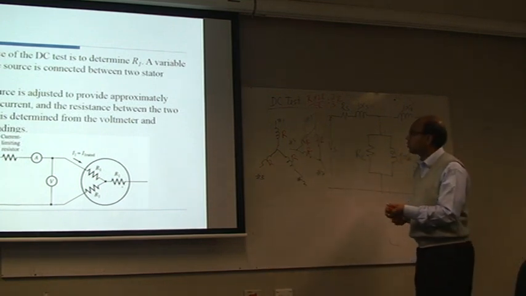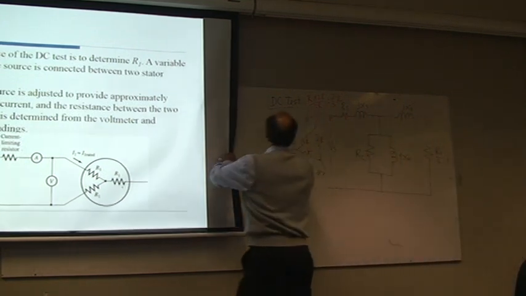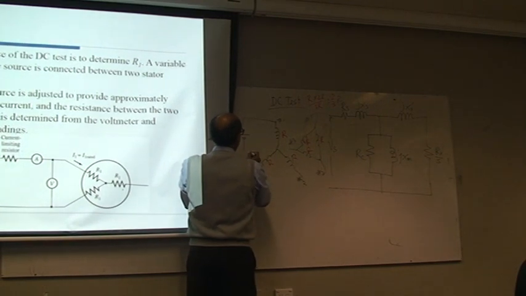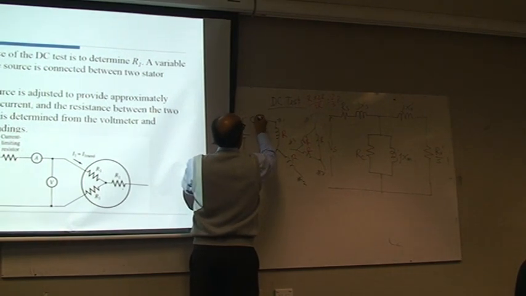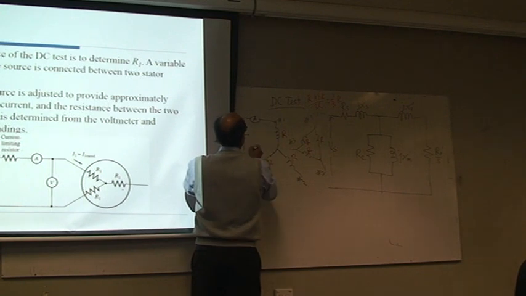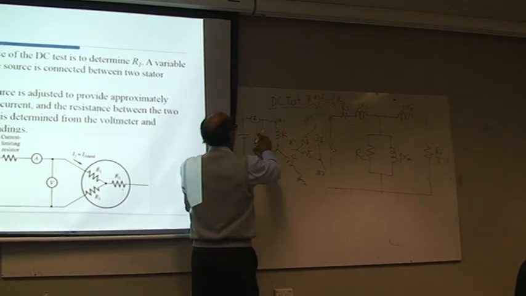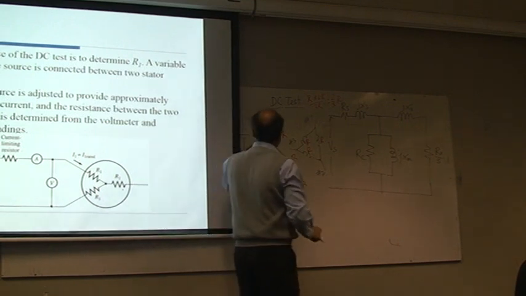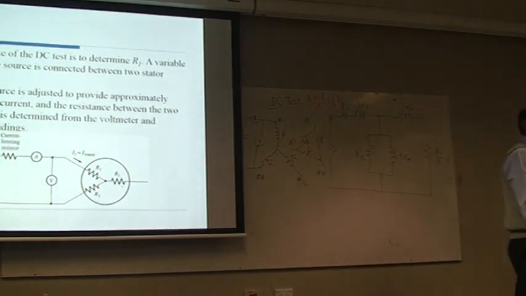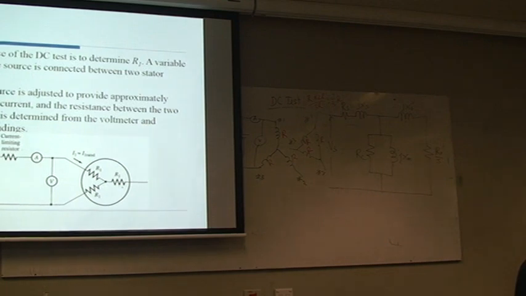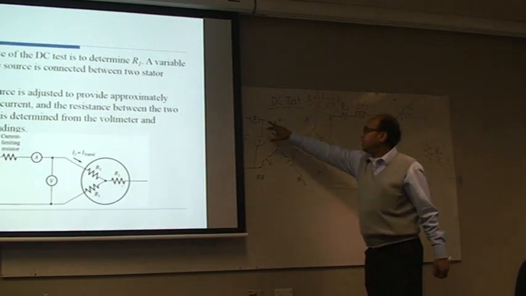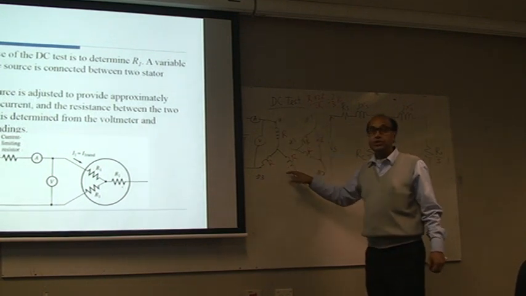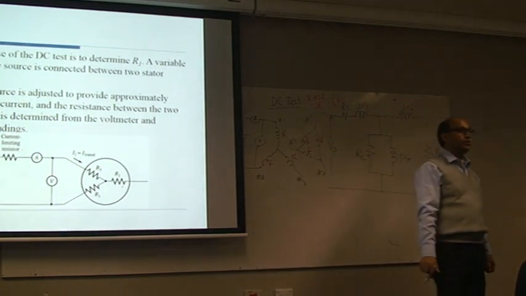So if you do the DC test, what exactly do you do? You need to supply a low voltage, and you have to connect an ammeter. You have to also measure the voltage by voltmeter. So you measure the voltage, you measure the current, and you get the resistance by Ohm's law, voltage by current, and that gives you the resistance 2R. Similarly, you can do between these two, and then R by 2.